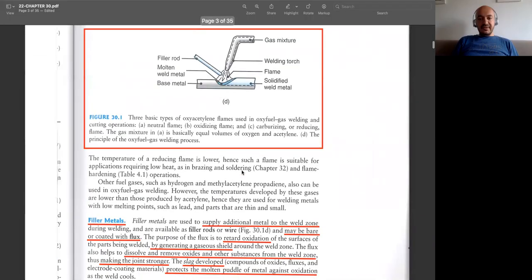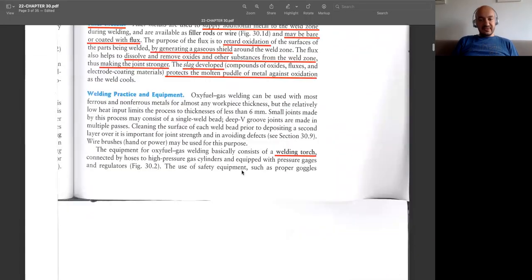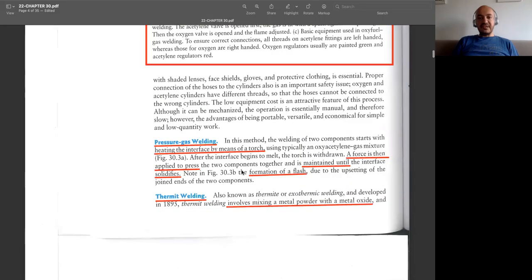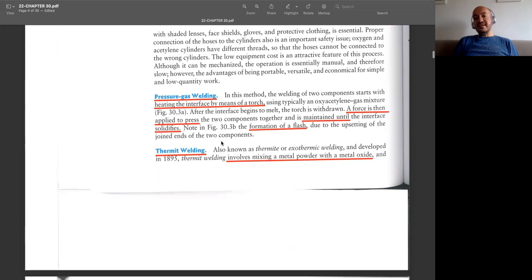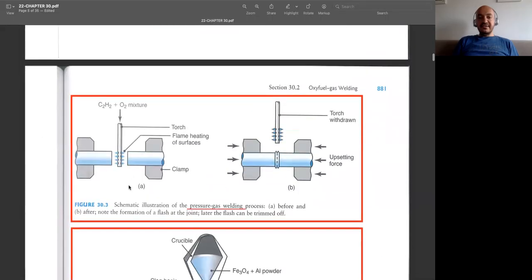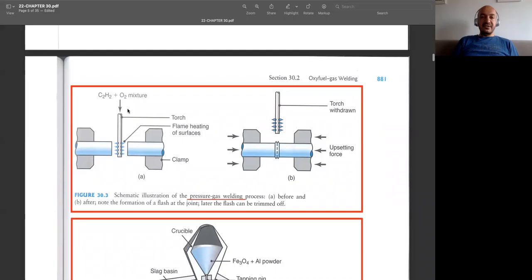And now I will talk about some other types of welding. You may use again the same type of torch, but this time instead of using some filler metal, what we do is heat two surfaces, two interfaces, and then this is the pressure gas welding. You see with the same torch, the surfaces of the parts are heated, they are melted, and then with the help of pressure, they are joined together. And we need to apply this force maybe until they are solidified.